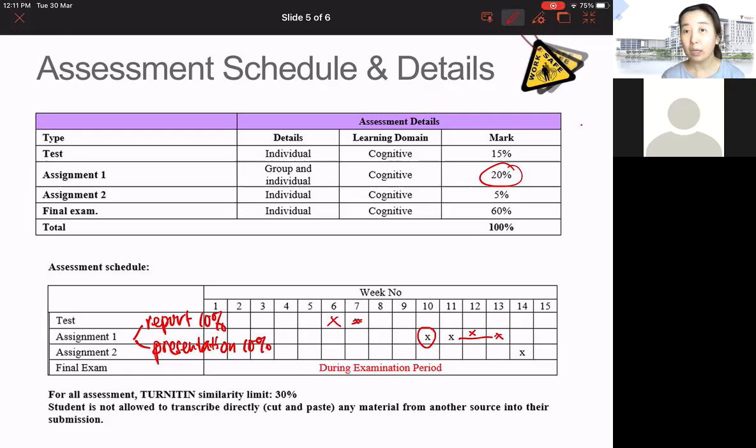So please be here because these are past cases, incidents that happened in chemical processes. So you have to know, to understand and learn from that. Okay, so that's assignment 1.